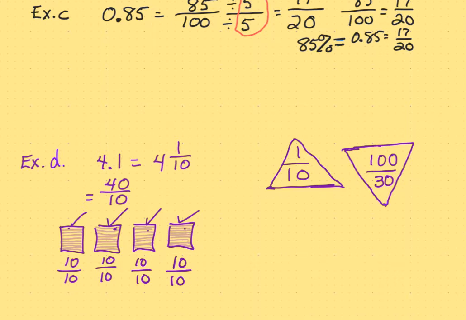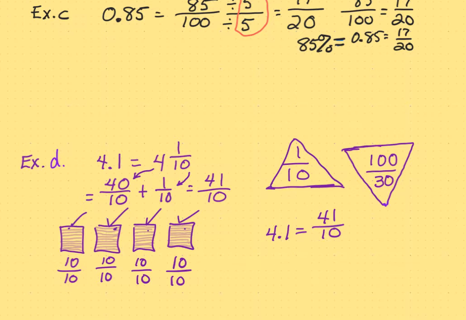And you also have 1/10. Okay, so the 4 becomes 40 tenths, and you have that 1/10 still. So 41 tenths is equal to 4.1.